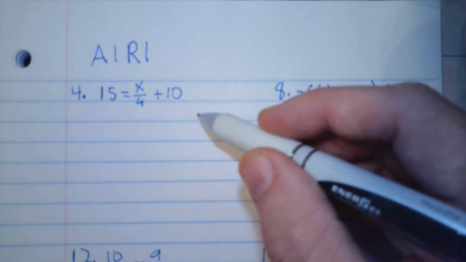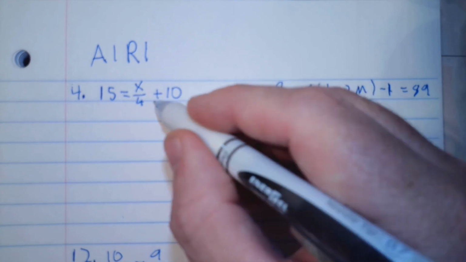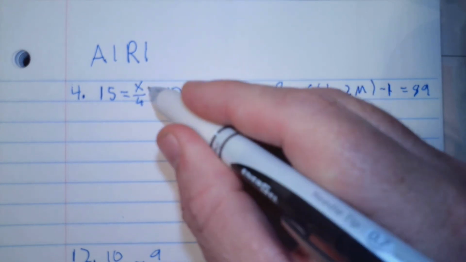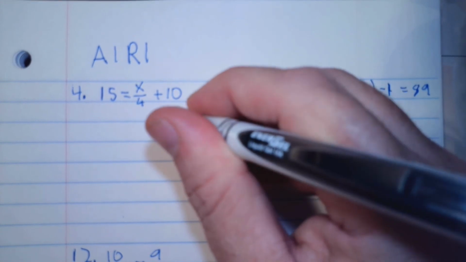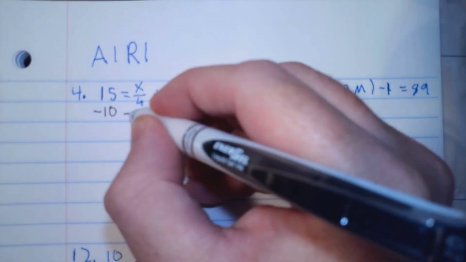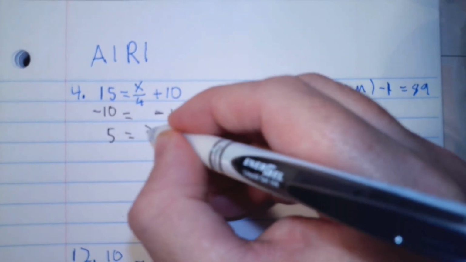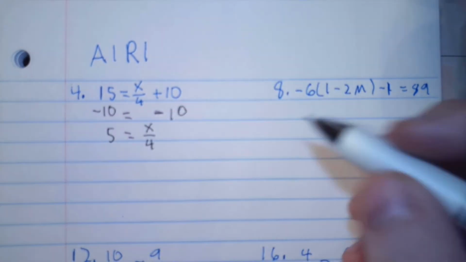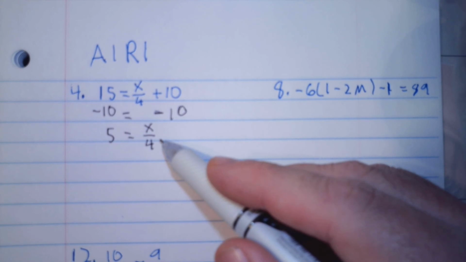If you remember, the first step is going to be the add subtract step. So I need to get whatever is by the x to go away. So this would be minus 10. Subtract 10 from both sides. And then we're going to end up with 5 equals x divided by 4. That's also a fraction, but just keep it x divided by 4 and you'll be fine.